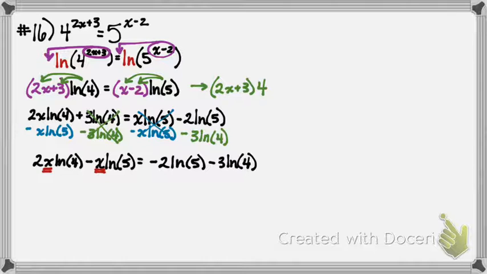What can I do to extract it from those? Take out an x. We're going to factor out an x. When we brought those exponents down and they became coefficients, that means we're using multiplication now, and that's what allows me to factor here. So I have x times 2 natural log of 4 minus natural log of 5 is equal to, I'm just going to recopy this line up above.